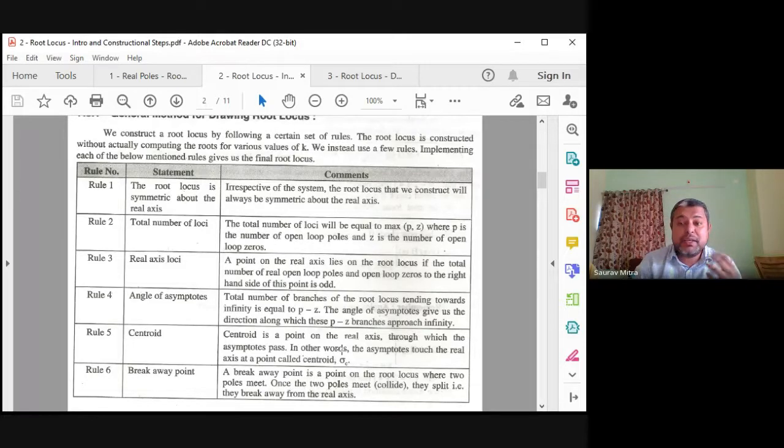And how many root locus branches are there? That is equal to p minus z. That is equal to the number of asymptotes you have to draw, and if the number of asymptotes is 2, the asymptotic angles are 90 and 270. If p minus z is equal to 3, the angles have to be drawn as 60 degree, 180 degree and 300 degree.